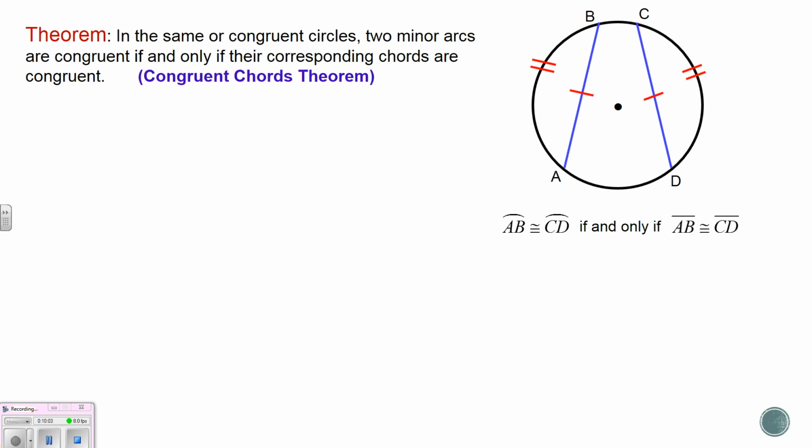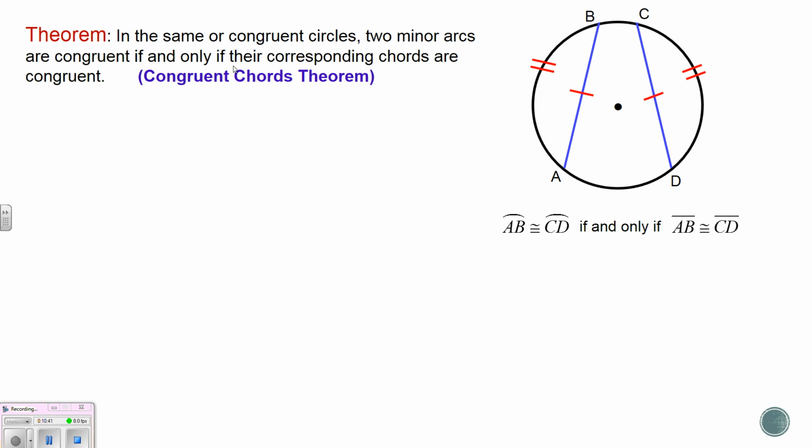So the theorem: in the same or congruent circles, two minor arcs are congruent if and only if their corresponding chords are congruent. So here we go. The corresponding chords and arcs that they're talking about. If you have these two chords, the arcs that they cut off are what they're talking about. So if the chords are congruent, then the arcs are congruent. Okay, so if the arcs are congruent, then the chords are congruent. It goes both ways, right?